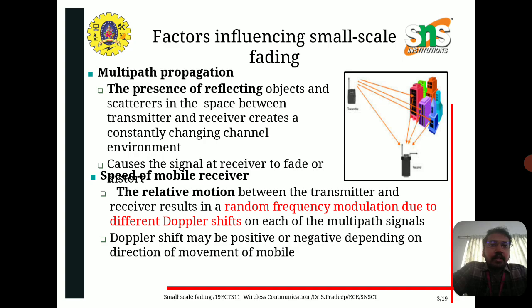Speed of mobile receiver. The relative motion between the transmitter and receiver results in a random frequency modulation due to different Doppler shifts on each of the multipath signals. Doppler shift may be positive or negative depending on the direction of movement of the mobile.